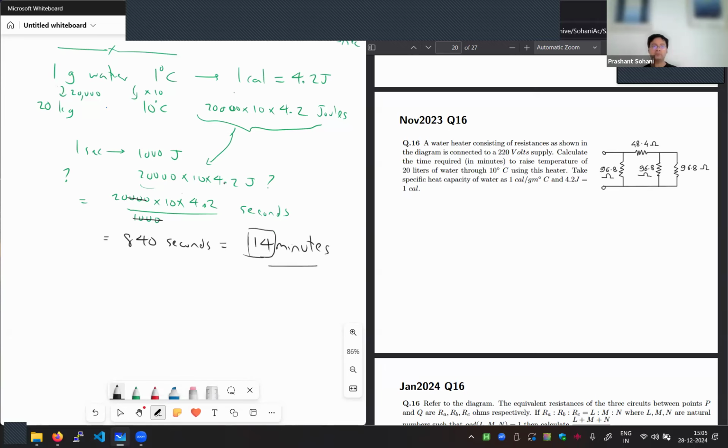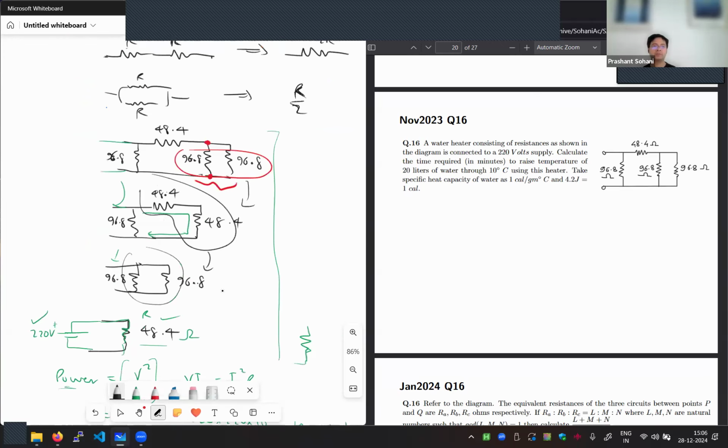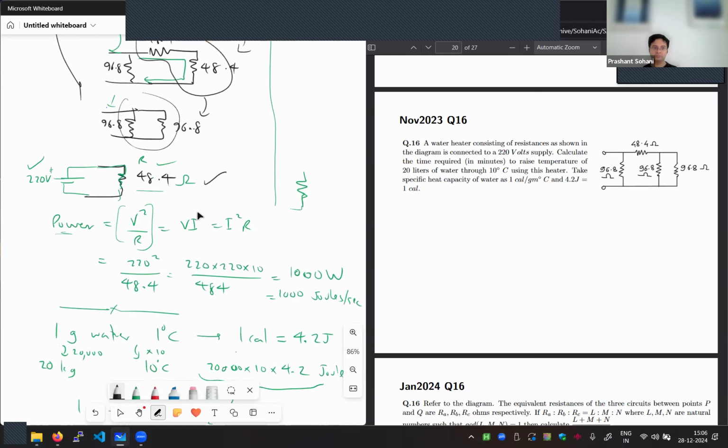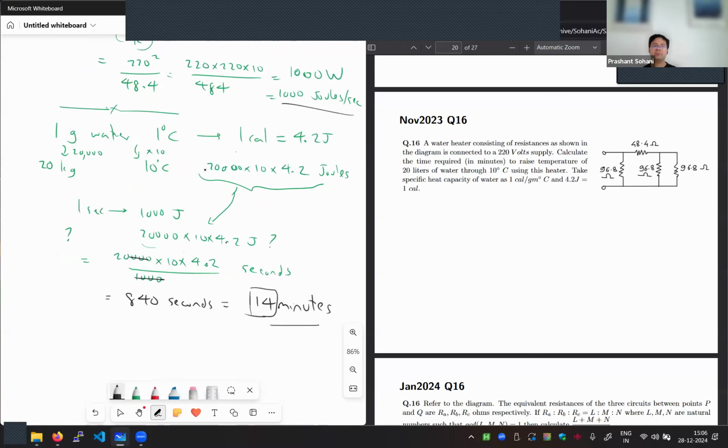Okay, so again, looks like a challenging problem, but really if you break it down, it is just two concepts which you know very well. We are just combining them. So the first concept was equivalent resistance. So you know how to convert the circuit from the original to this one, and then knowing the equation of the power, that is V square by R. And the second part is the specific heat capacity, knowing how much energy is required to heat the water through that much temperature increase.